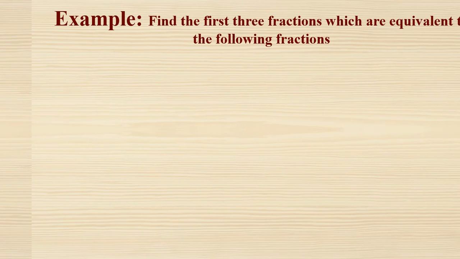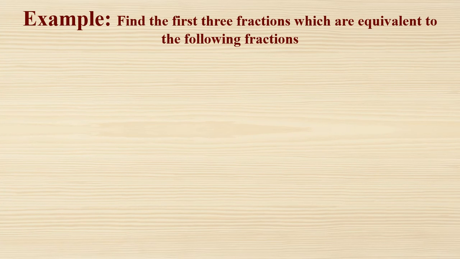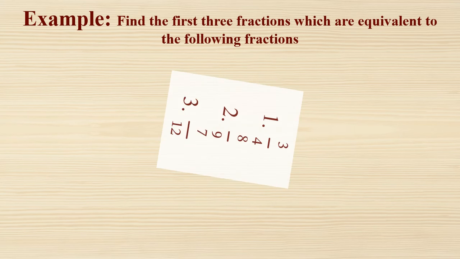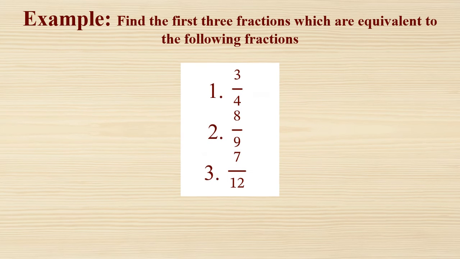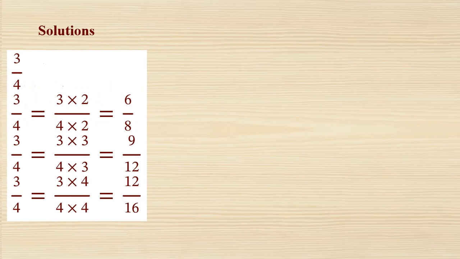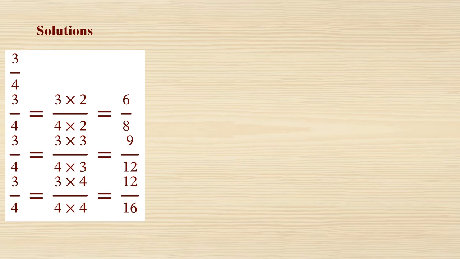Now let's take a look at this example. Find the first 3 fractions which are equivalent to the following fractions. Number 1, 3 over 4. Number 2, 8 over 9. Number 3, 7 over 12. So the first one is 3 over 4. We are to multiply by the set of natural numbers if we are to get the equivalent fraction. Whatever we multiply the numerator, which is the number at the top, with, we must multiply the denominator, which is the number at the bottom, with the same number.